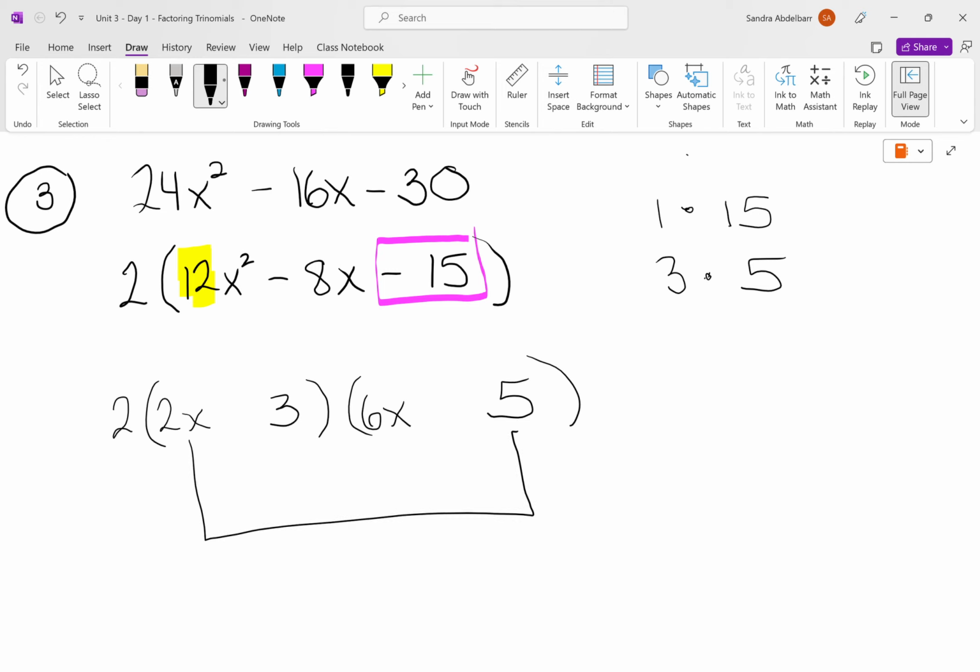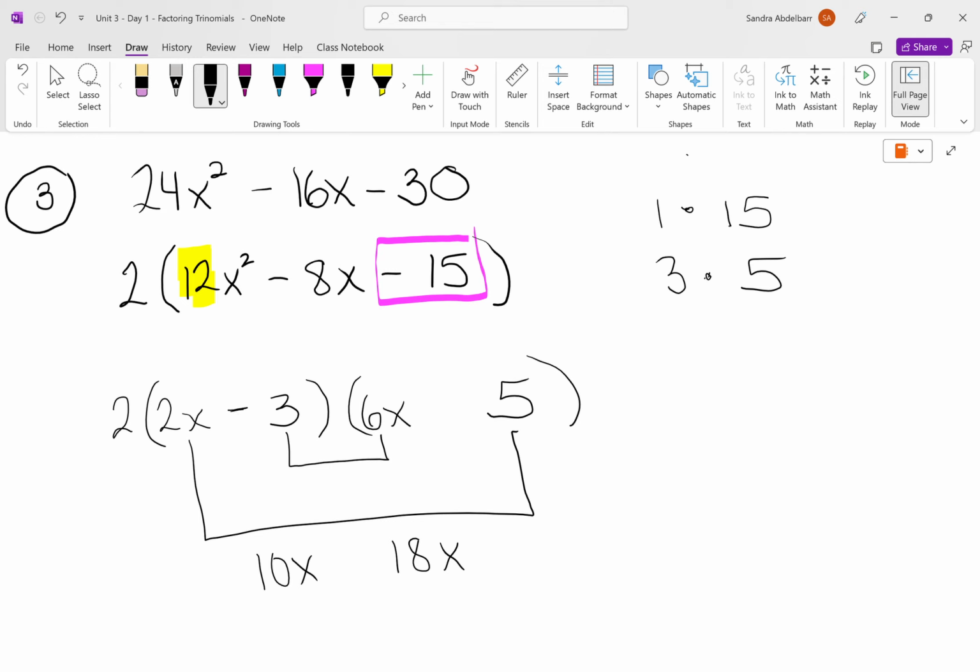Okay, so we know 2x times 5x is 10x. 3 times 6x is 18x. Is there a combination of positive and negative between 10x and 18x that could give me negative 8? Yeah. Which one do we want to be negative to give us negative 8? The 10x or the 18x? The 18x. So what gave us the 18x? 3 times 6x gave us that 18x, right?